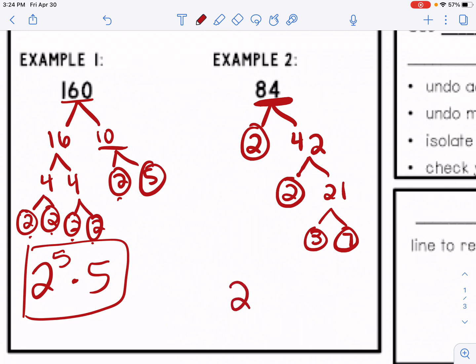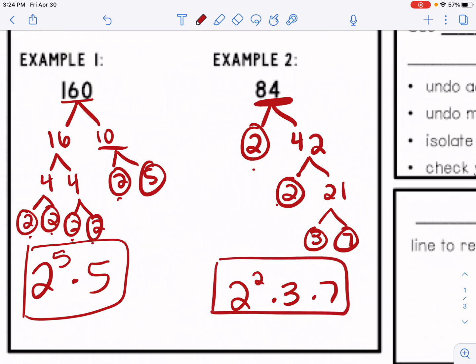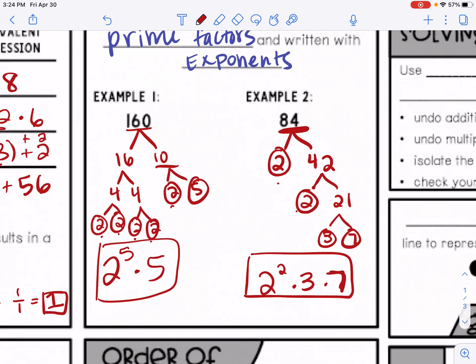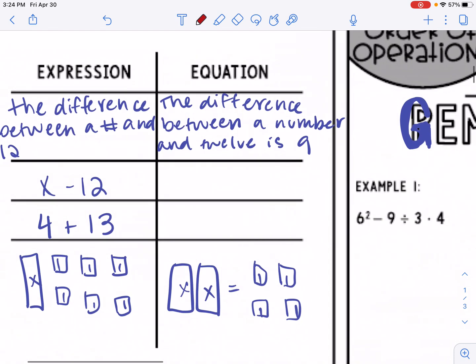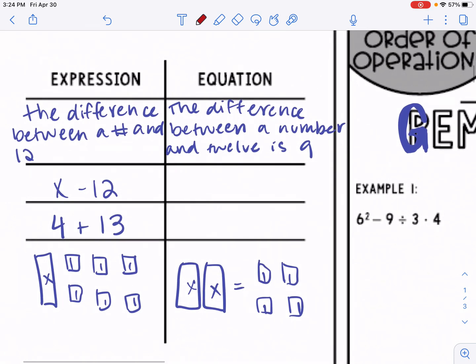So my answer would be 2 to the power of 2, because there are 2 of them, times 3 times 7. All right, there we go. That's prime factorization. All right, over here, an expression versus an equation.